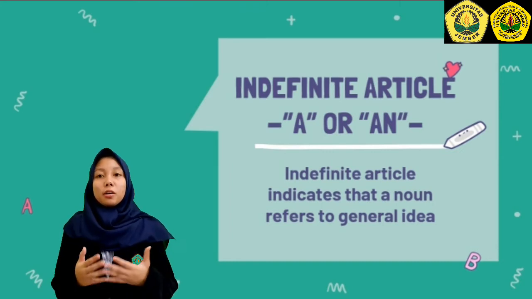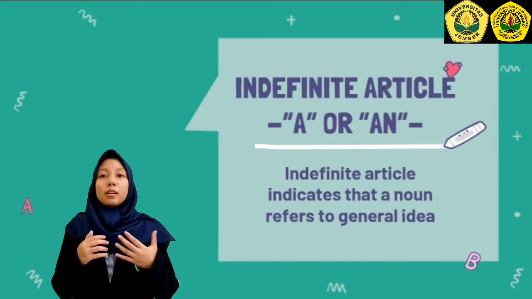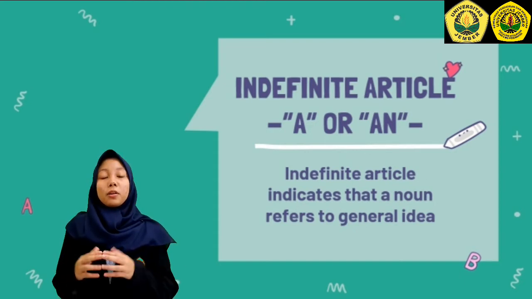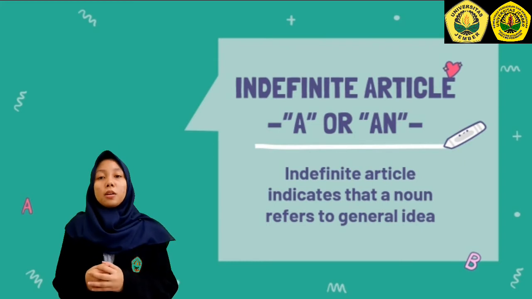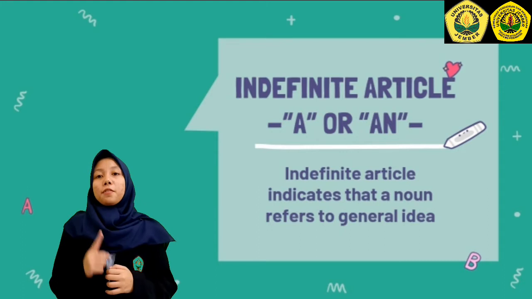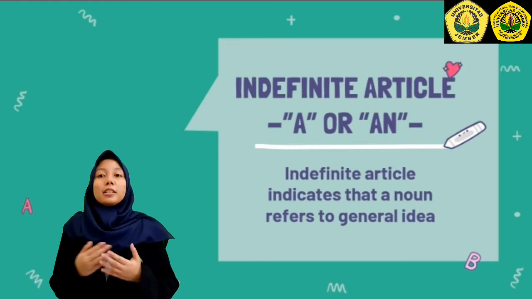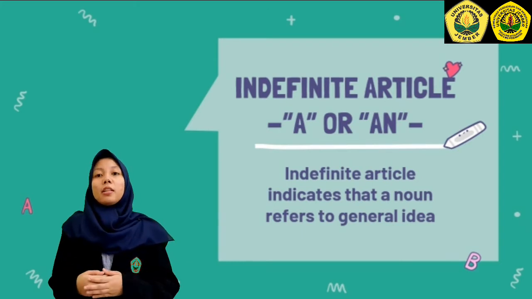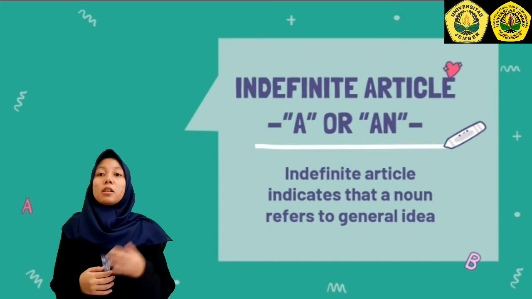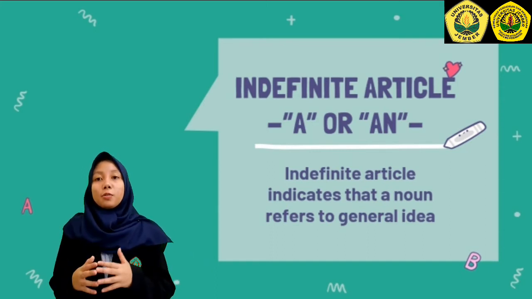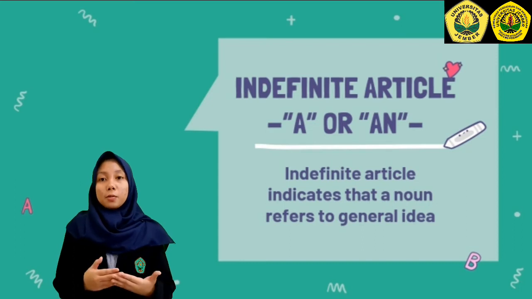So indefinite articles indicate that nouns refer to a general idea rather than particular things. In here there are two types of indefinite article. First is "a". "A" is used when a word or noun begins with a consonant sound. And the second article is "an". "An" is used when a word or a noun begins with a vowel sound.